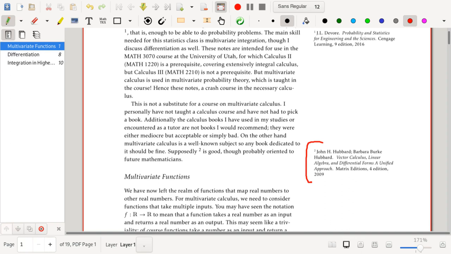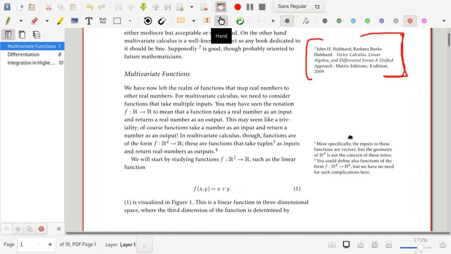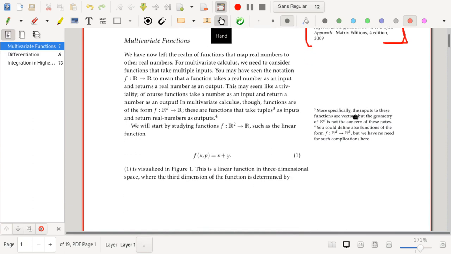So here's a book that supposedly is good. I think this book is more oriented towards prospective mathematicians as opposed to, say, the engineers who just want to know how to do the calculations and be able to go on with their lives. So this may be somewhat of a more advanced book, but it is a book that people on the internet supposedly like. So there's something for you to look at. Anyway, let's move on.